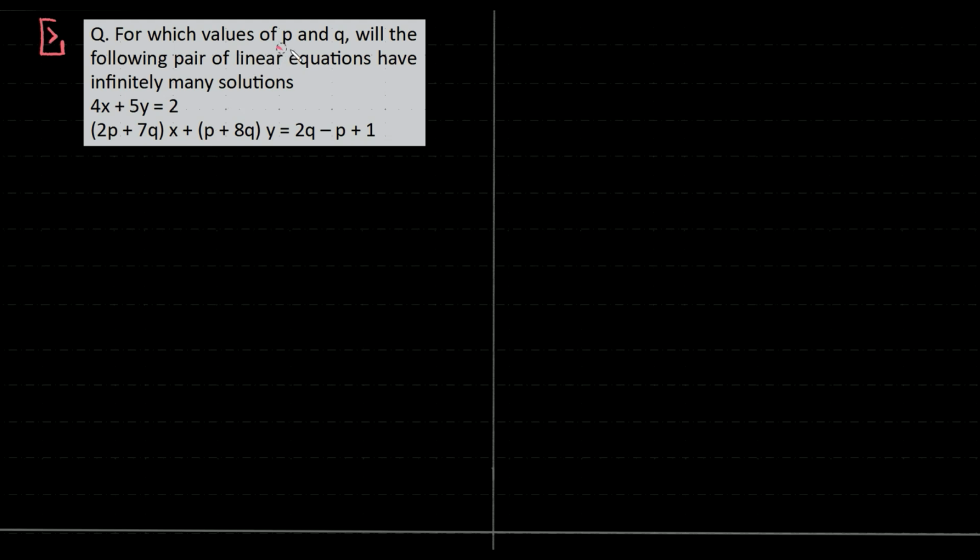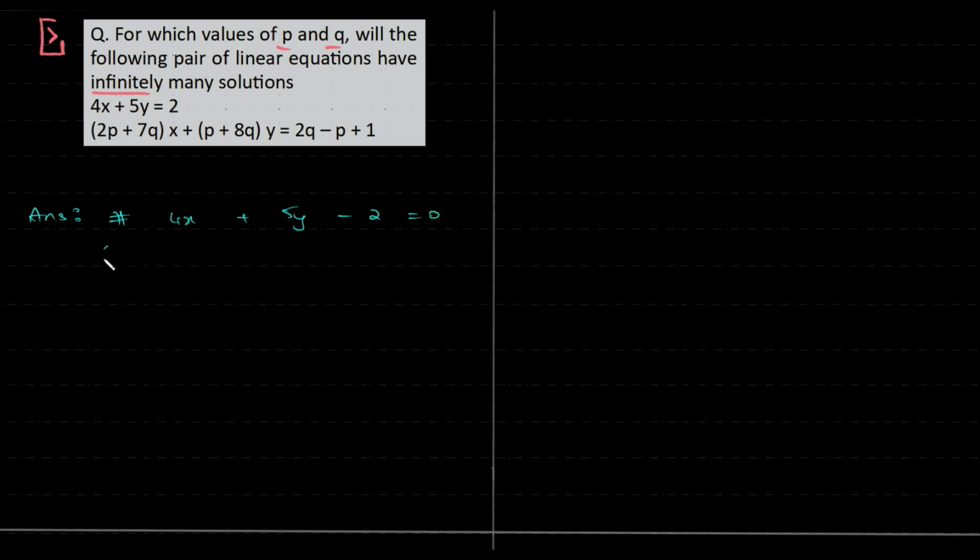For what value of p and q will the following pair of linear equations have infinitely many solutions? So first thing is, for any such question, we need to write it in standard form. So we have 5y minus 2 is equal to 0.